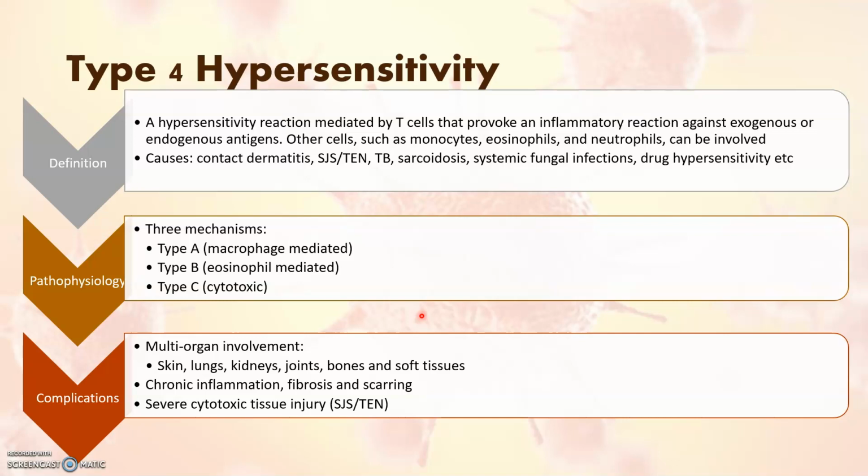So this particular condition looks like sarcoidosis, which is a type 4 hypersensitivity reaction. These hypersensitivity reactions are mediated by T cells that provoke an inflammatory reaction against exogenous or endogenous antigens. Other cells, such as monocytes, eosinophils, and neutrophils, can also be involved. Some of the causes that we will come across are contact dermatitis, Stevens-Johnson syndrome and toxic epidermal necrolysis, tuberculosis, sarcoidosis, other systemic fungal infections, drug hypersensitivity.